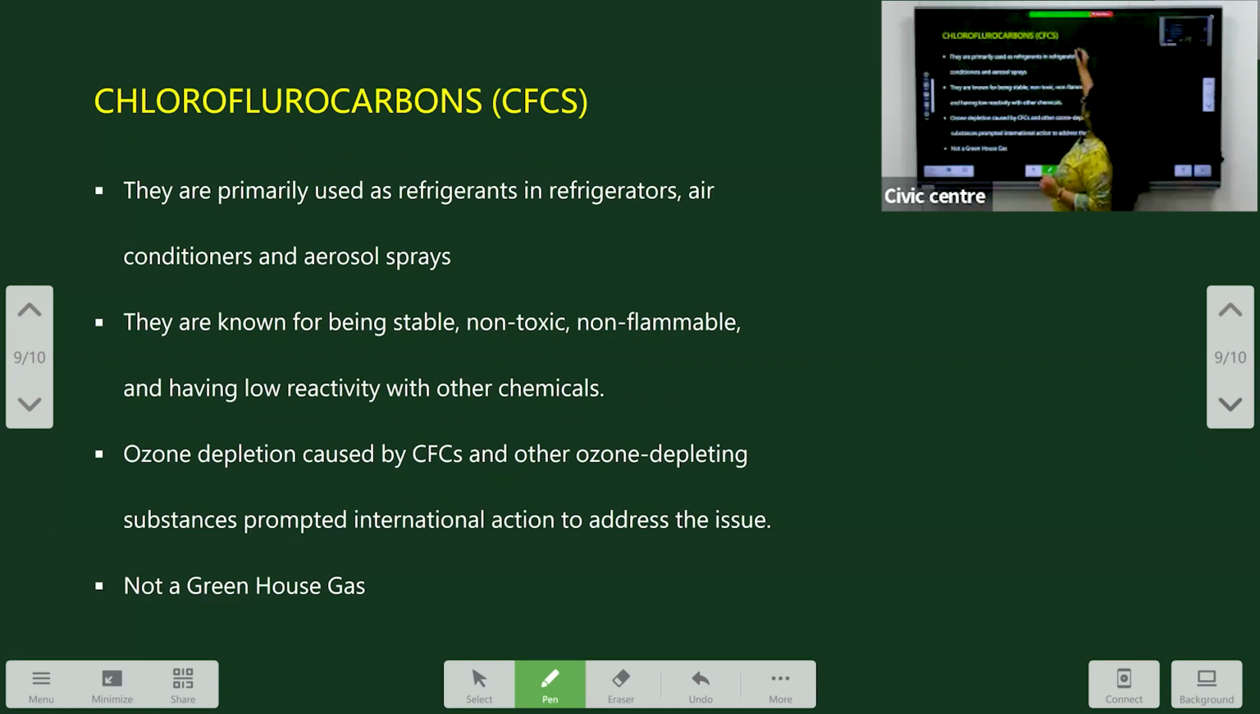In the 1860s, the late 19th century, scientists started using chlorofluorocarbons as refrigerants in refrigerators and air conditioners and also in aerosol sprays because they're stable, non-toxic, and non-inflammable. The gases that were used previously were causing fire accidents and were not very stable, and hence they switched to chlorofluorocarbons. And by the end of the century, they found that the ozone is depleting. The ozone layer of the earth, the stratospheric ozone layer, is depleting very fast.